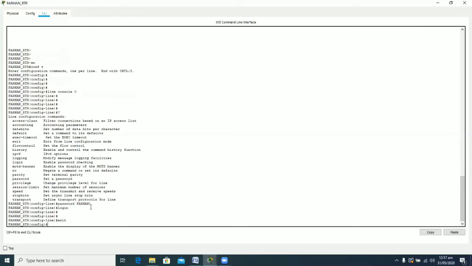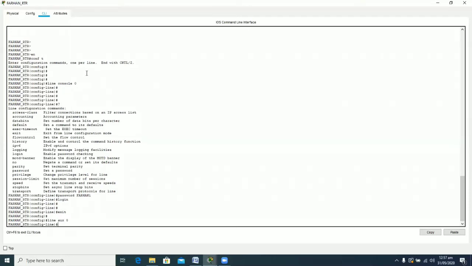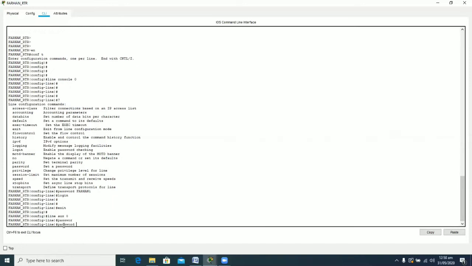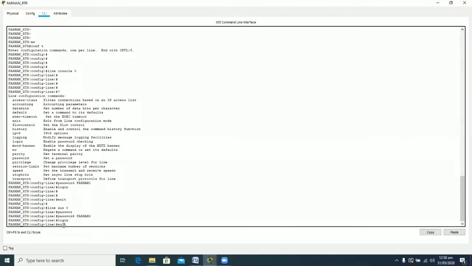So exiting from here, and the same will be done for line auxiliary 0. Line aux 0 is the same command as line console 0 was done over here. After pressing line auxiliary 0, the password is given to you. Let's say the password is Farhan2. Enter. And similarly the login feature will be done, and exiting.